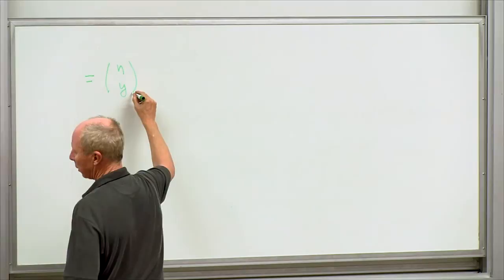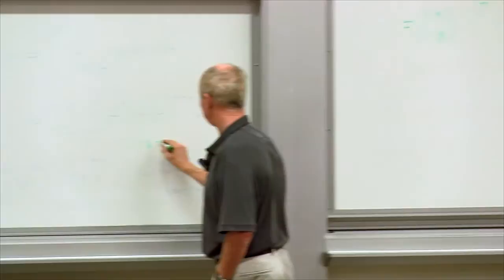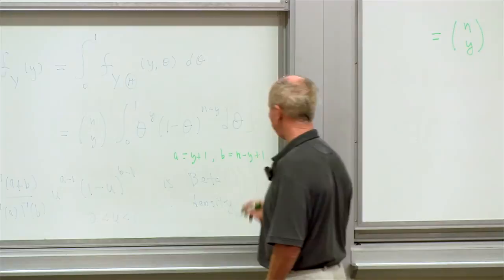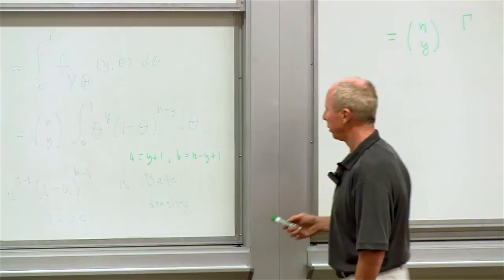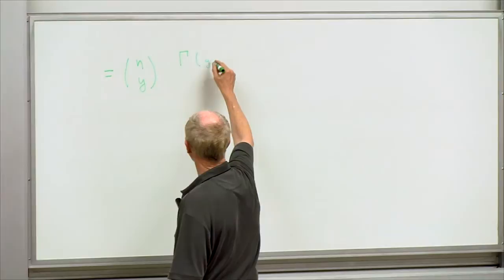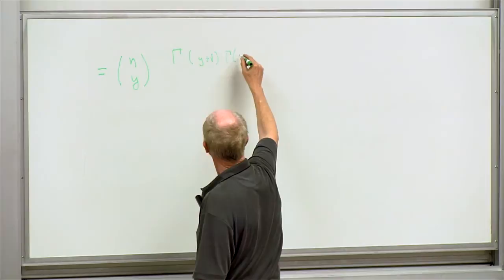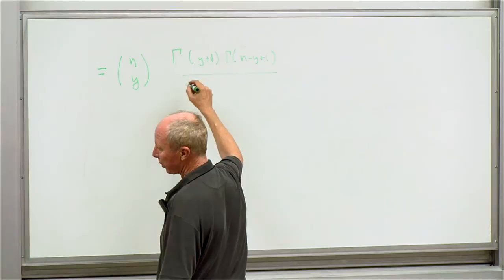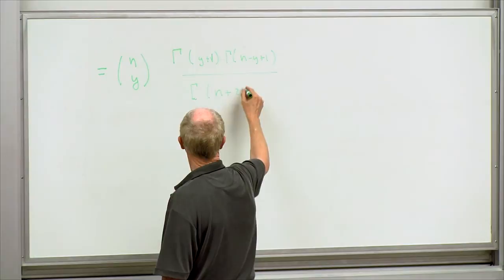So A is y plus 1, B is n minus y plus 1. This should be A minus 1, this should be B minus 1, right? So we get gamma of A, that'd be gamma of y plus 1, times gamma of B, that'd be n minus y plus 1, over gamma of A plus B, which would be n plus 2.